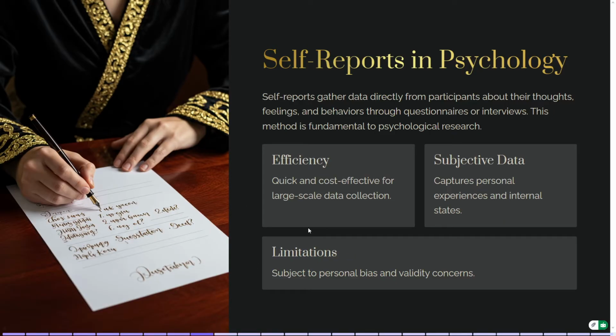Now, what is the limitation? Subject to personal bias and validity concern. So people can be biased. They can lie, they can say a lot of things that are not true about themselves. So the validity, how valid your data is, how truthful your data is, is at the mercy of the participant. Only the participant can determine if the data they gave you is true or not, right?